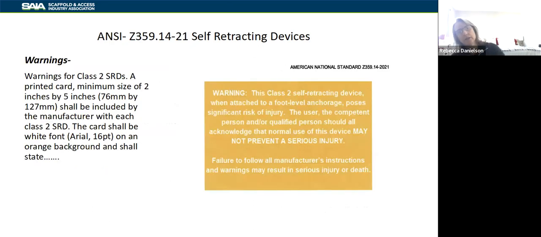You'll also see that all Class 2 SRLs or SRDs have to come with a little orange card that basically states a warning about significant risk when you're attaching at foot level, because there's swing fall, and your clearance calculation is going to change if there's a potential for you to fall off of an edge. So there's all kinds of things. All of these are important to understand when you're using the equipment, right? But that orange card has to be somewhere with the SRL.